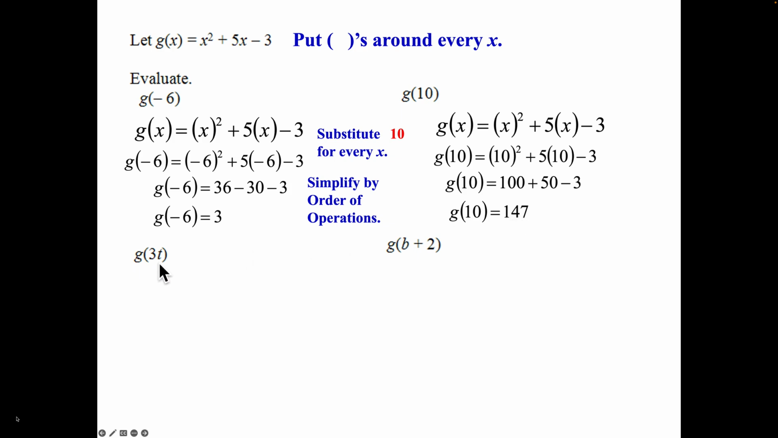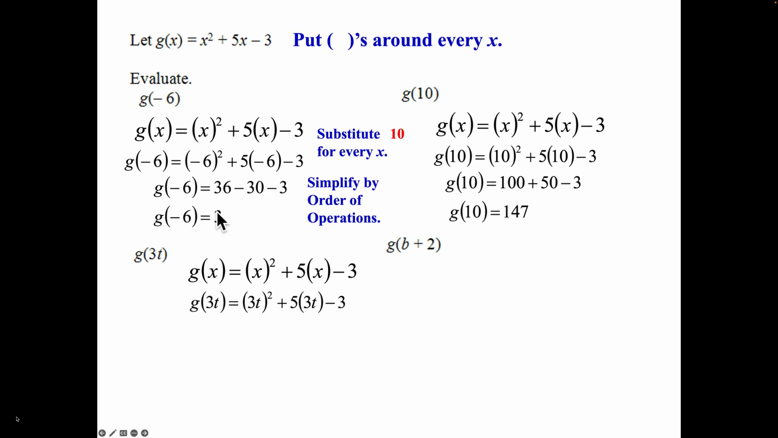Now, notice we can also use variable expressions. So if you're going to put in a 3t, your answer has to have t's in it. Notice here's my g of x function. If this is an x, everything has an x. The work is exactly the same. You put parentheses around every x, and you take out the x and you put a 3t in its place.